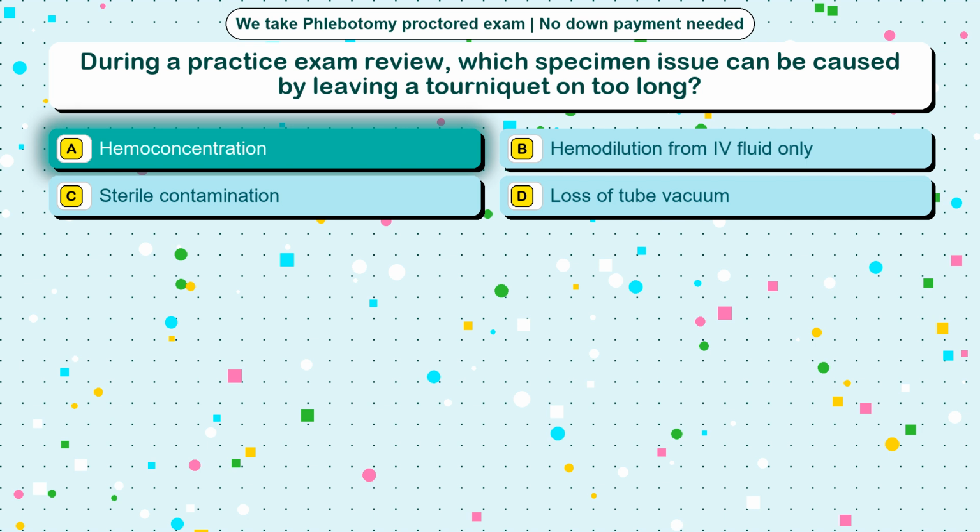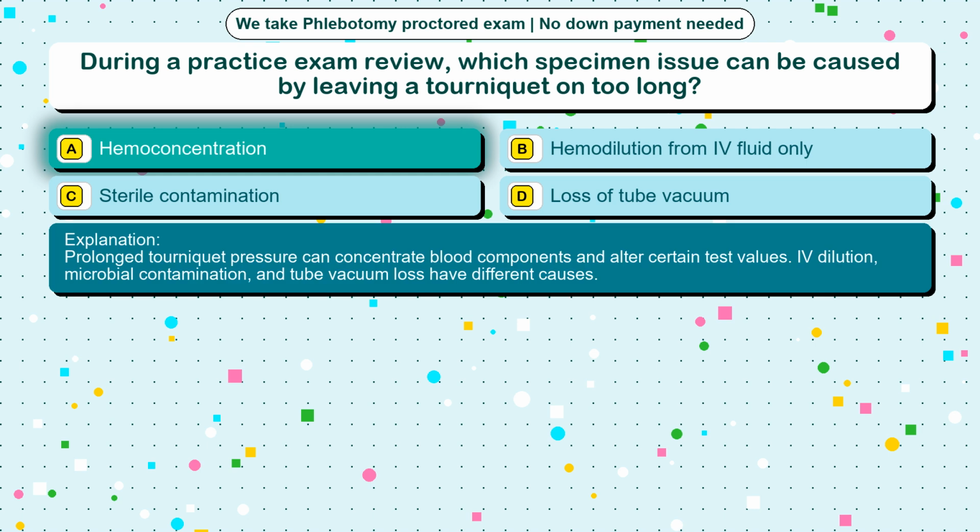The correct answer is option A. Hemoconcentration. Prolonged tourniquet pressure can concentrate blood components and alter certain test values. Fluid dilution, microbial contamination, and tube vacuum loss have different causes.